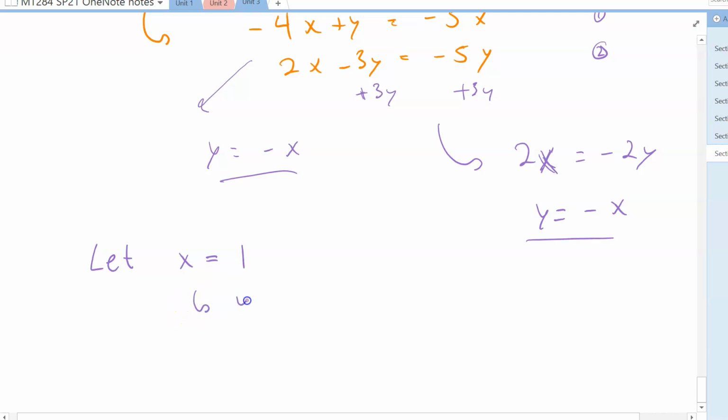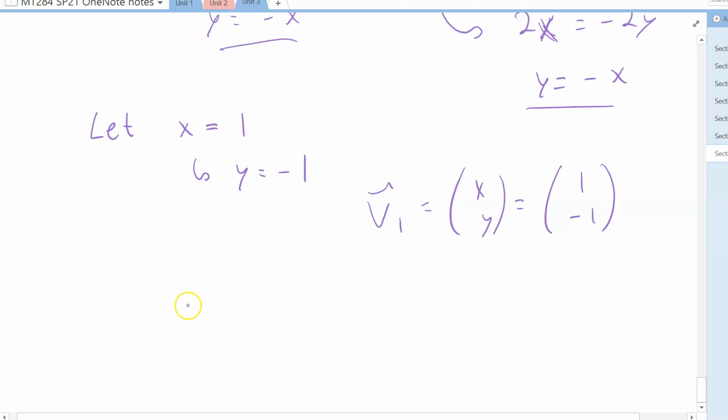Well, if x is 1, then y comes out to negative 1. So the eigenvector v1 we were looking for, the vector we were trying to determine, we have now determined. It is (1, negative 1). That means our first straight line solution, y1, is going to be e to the lambda 1, which is negative 5t, times v1, which we just figured out to be (1, negative 1).